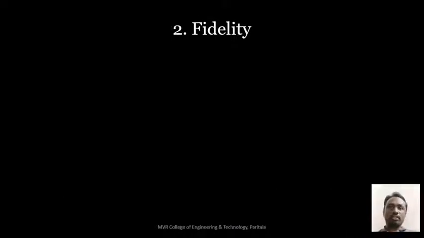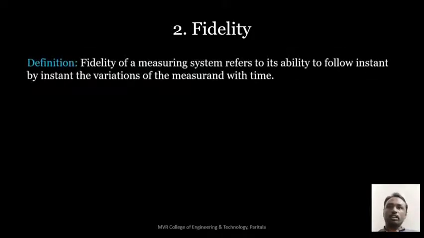The next one is fidelity. Fidelity, I already told you, is the observation of the instrument against the input instant by instant. Definition: fidelity of a measuring system refers to its ability to follow instant by instant variations of the measurand with time. If the measurand is always varying with respect to time, the instrument must follow it. If it follows instant by instant, it can show accurate values.